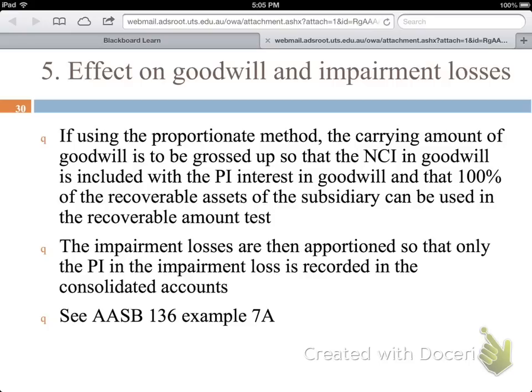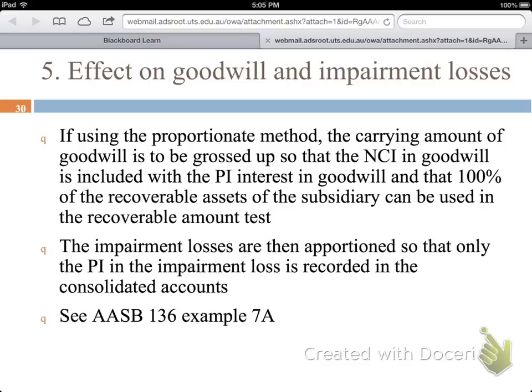Okay, so continuing on that, if you're using the proportionate method, the carrying amount of the goodwill is to be grossed up so that the NCI in goodwill is included within the parent's interest in goodwill, and then 100% of the recoverable amount of the subsidiary can be used in performing this impairment test. In other words, what you're doing is bring the goodwill of the parent to 100%. So in the last example it was 75%. Bring it to 100%, compare it with 100% of the recoverable amount, and then you perform the impairment.